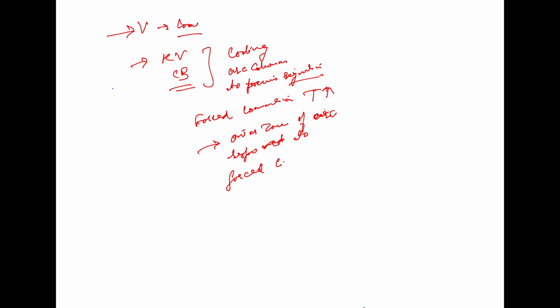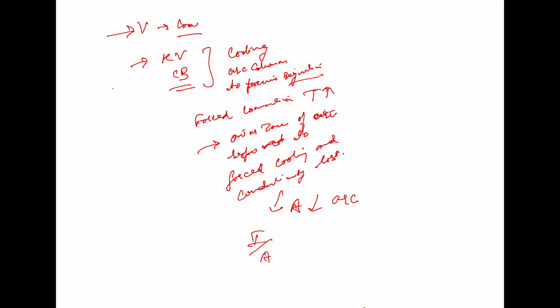Respond to forced cooling and their conductivity is lost. When the conductivity is lost, it causes a reduction in the cross section area of the arc, and the current density in the arc increases.